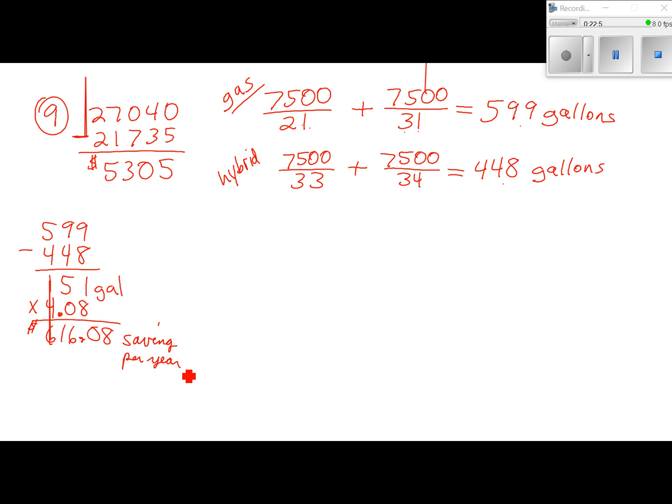Well, then if we take the 5305 and we divide it by that, that's going to tell us, if this is per year, how many years it would take for him to make up the extra money that he paid for the hybrid. So if I grab my calculator and do 5305 divided by 616.08, I end up with about 8.6 years.